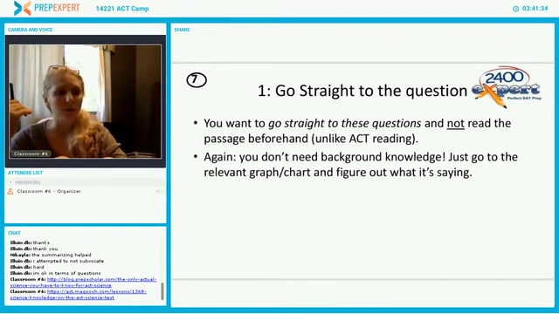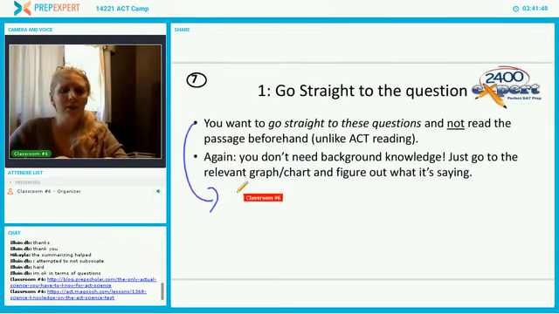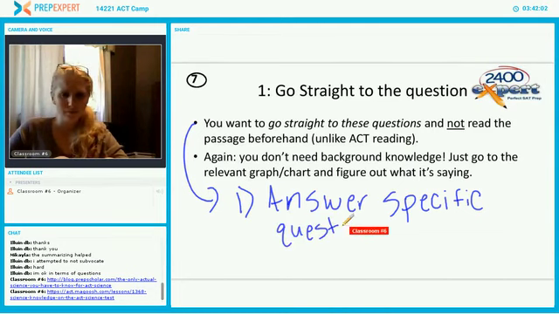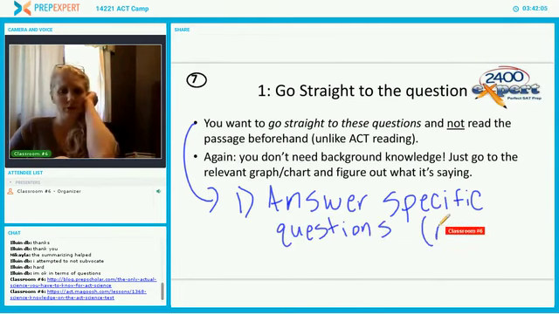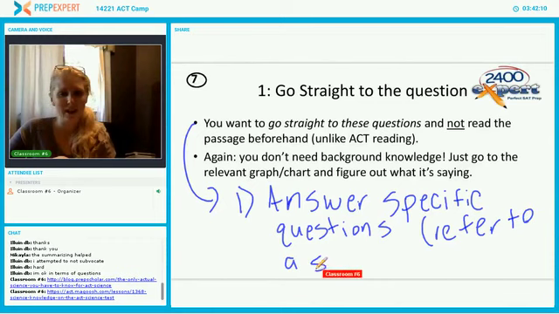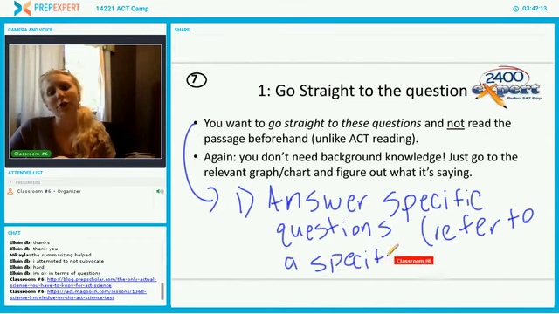So what we do is we go to the questions, and the questions will refer to specific parts in the passage. And then when we go back to the passage looking for something specific, it's easy to find. So go straight to the questions, and the first thing you want to do is answer the specific questions. Specific questions are the questions that refer to a specific table, graph, chart, etc.